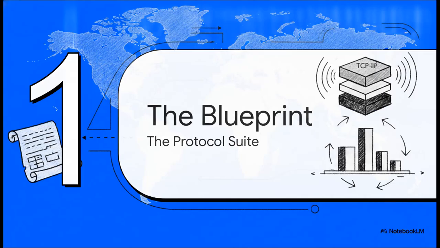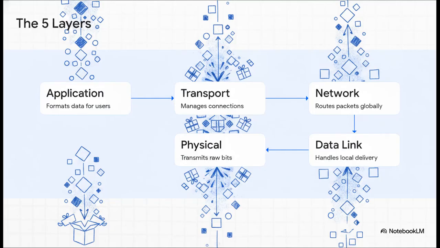All right, Section 1, the blueprint, understanding the protocol suite. Before we really get into the weeds, we've got to understand the overarching conceptual framework here. The TCP/IP stack, also known as the Internet Protocol Suite, is basically the foundational blueprint for all modern internet communication. As you can see, it's made up of 5 distinct layers: application, transport, network, data link, and physical.